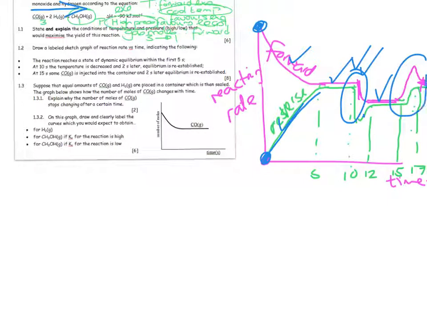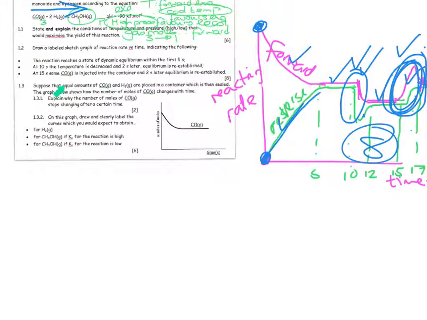Over here, when you add some more CO, the pressure gets increased. Both rates increase, but the forward increases more because the forward reaction is favored, and that would be your 2 ticks. Both increase, but the forward increases more, and then that's it, 1, 2, 3, 4, 5, 6, 7, 8, 8 marks.